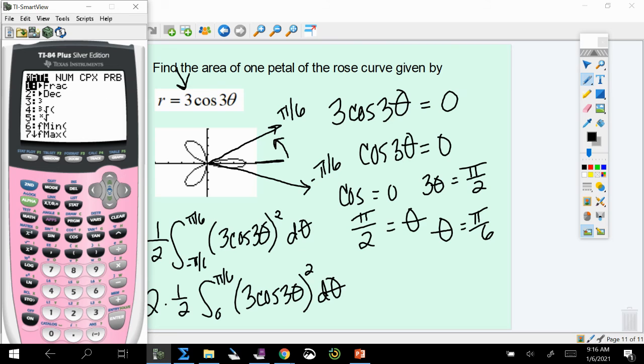So I'm going to go to Math 9. I'm going to do the one with the symmetry, so I'm going to go from 0 to pi over 6. I'm going to put an extra parenthesis so I can put this entire 3 cosine 3 theta inside. Make sure you square the whole thing and not just the angle. I'm going to get that answer, and then I'm going to multiply by 2.5, and those actually cancel each other out. And we end up getting an answer of 2.356.